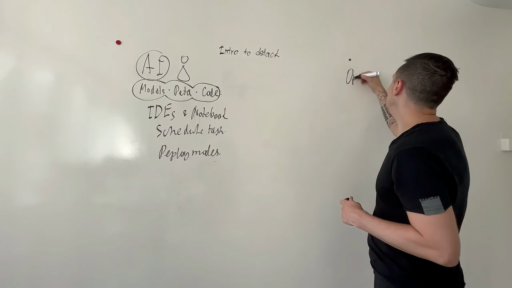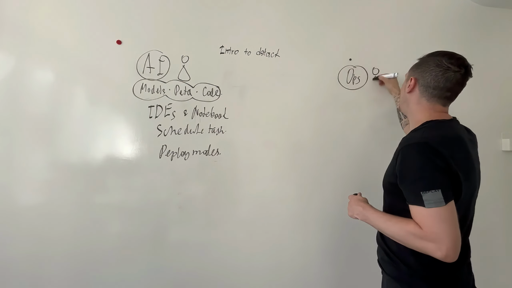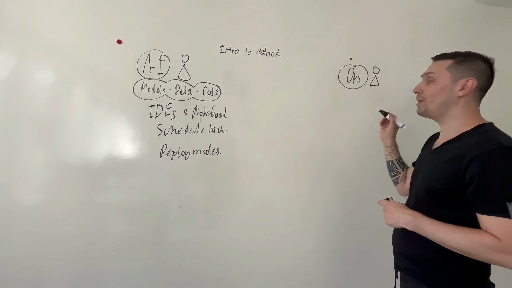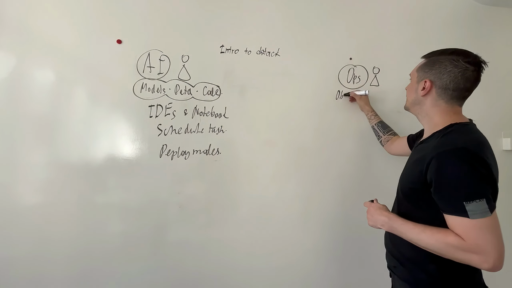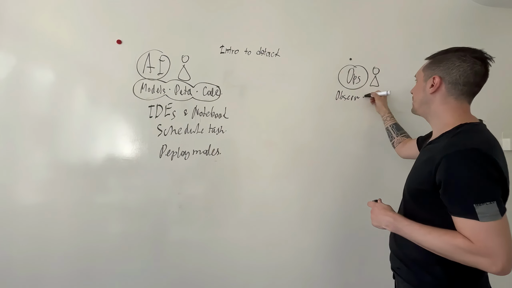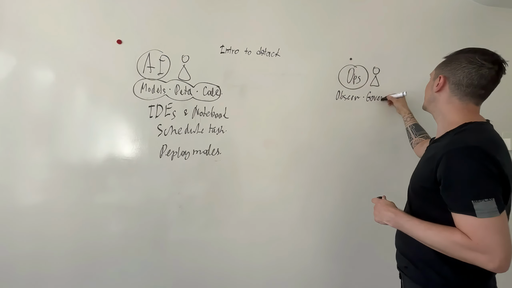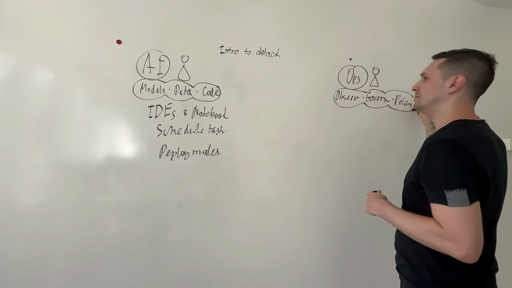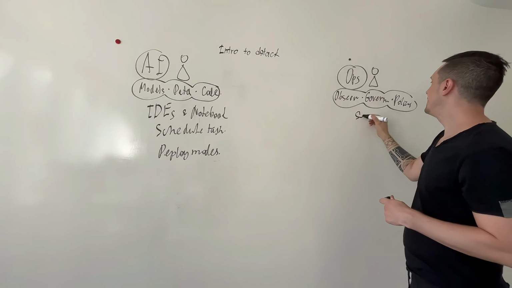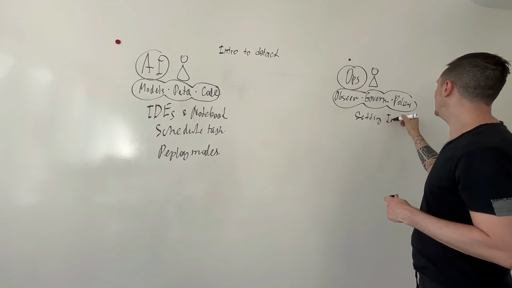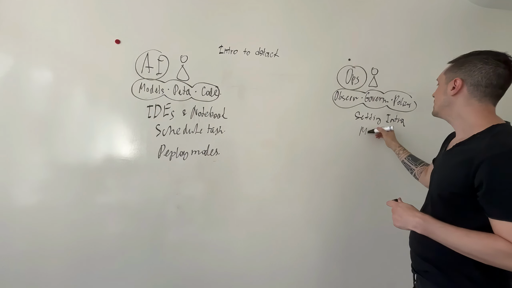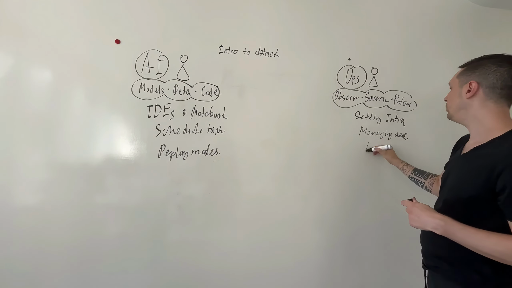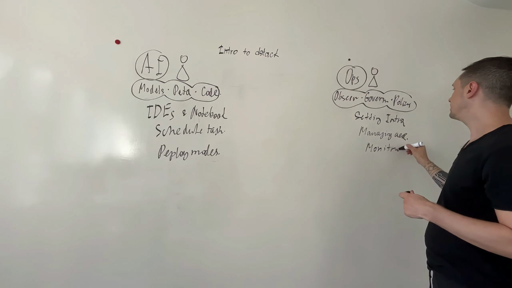And this is when ops come into play, because they are responsible for the infra. And even more importantly, there are three things they care about. First being observability, second, governance, and finally, policies. Basically, this means setting up the infra and managing the access. And the final one is monitoring.